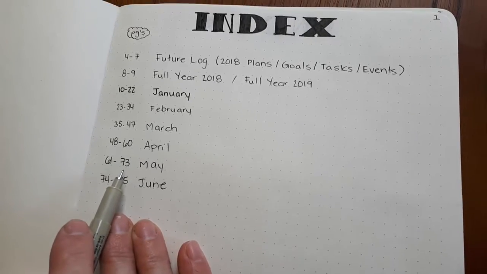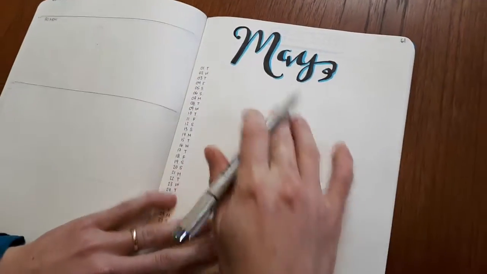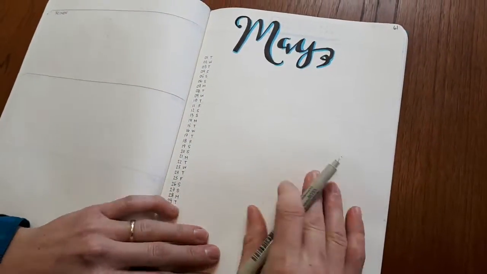So let's jump to May on page 61. So 61 opens, and here I've discovered my May, and that's the point of an index.